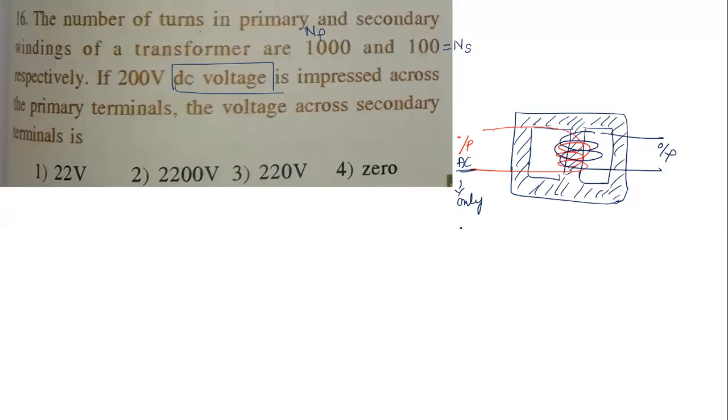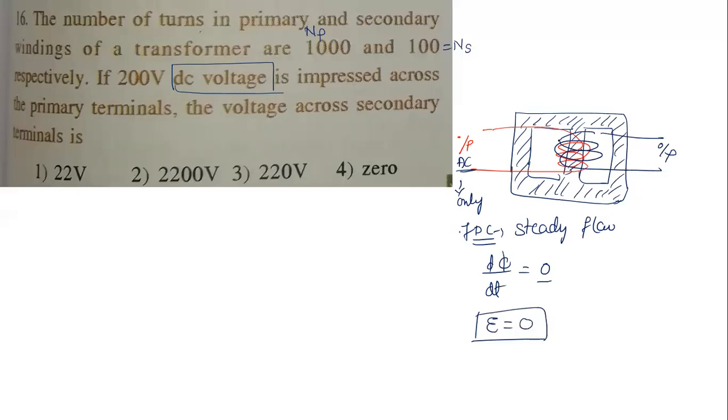Apart from AC, if I give DC voltage, what will happen? As DC voltage is steady current, there is a steady flow. Since there is a steady flow, the change in flux, d phi by dt, the rate of change of flux, is 0. As per Faraday's law, the induced EMF is 0. If no EMF is induced, how can we get an output?